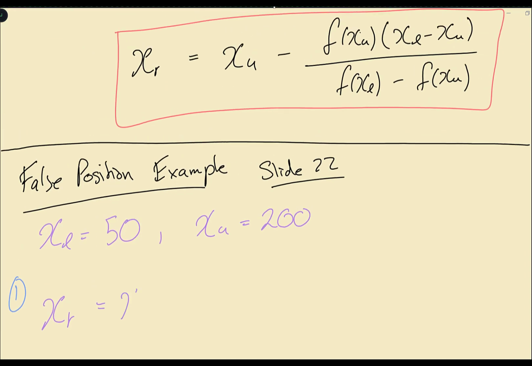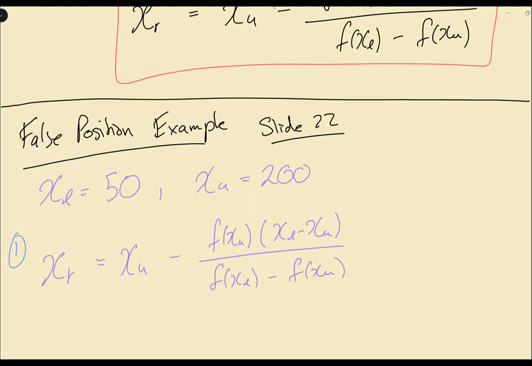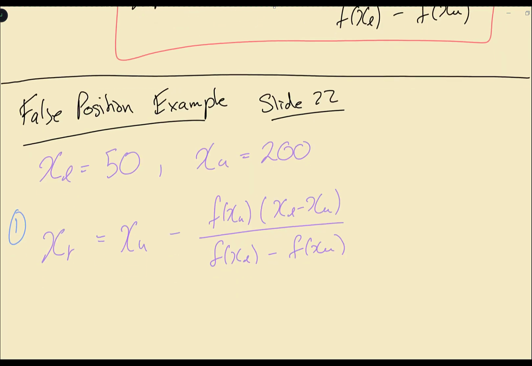So we have XU minus f of XU times XL minus XU divided by f of XL minus f of XU. So you'd have to solve, obviously, what is f of XU, what is f of XL, and then plug them into the equation to be able to solve for XR. It's not simply finding the half point, right? Like the bisection method, all right?